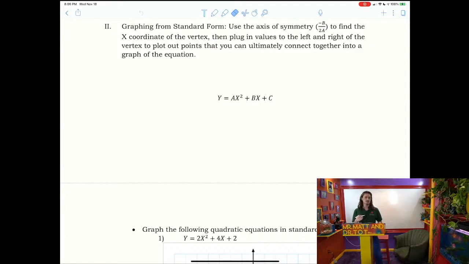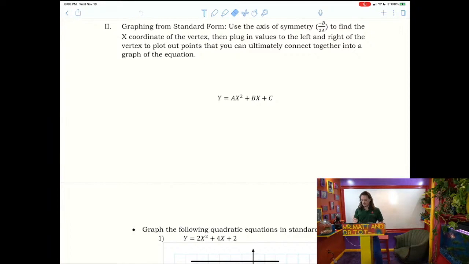using negative b over 2a. That gives us the x-coordinate of the vertex. We can always plug that x-coordinate into the equation and solve for the y-coordinate if we really needed to. But you also know the vertical line around which the U shape is symmetric. So you can test values. You make a little t-chart and test values to the left or to the right of that axis of symmetry in order to connect the dots together and sketch out an overall graph.